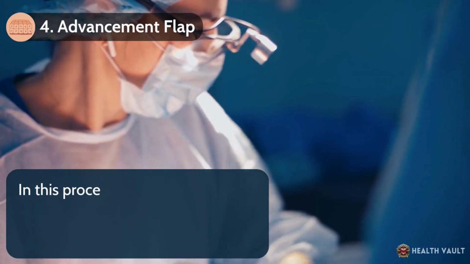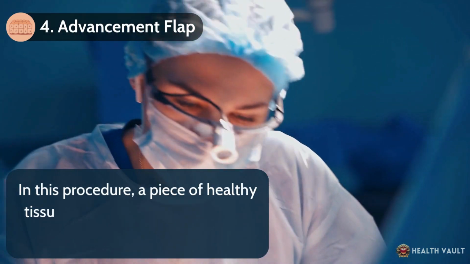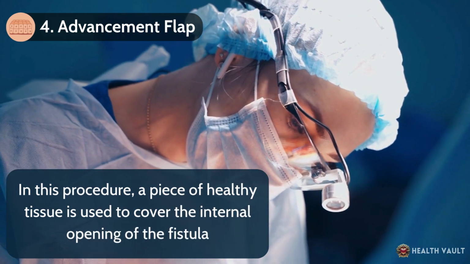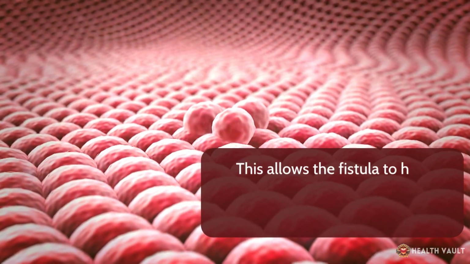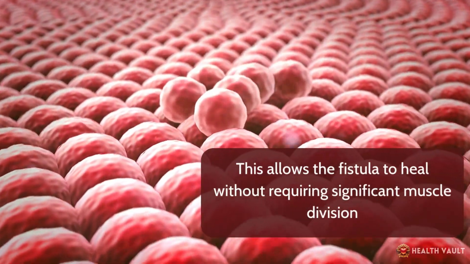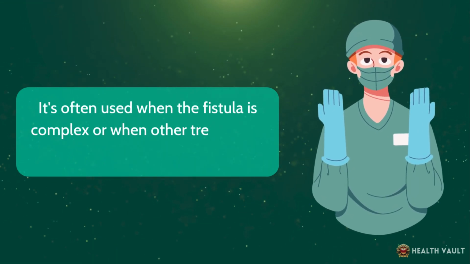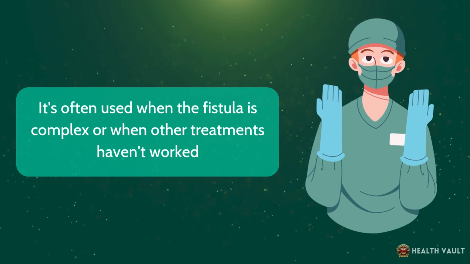Number 4. Advancement flap. In this procedure, a piece of healthy tissue is used to cover the internal opening of the fistula. This allows the fistula to heal without requiring significant muscle division. It's often used when the fistula is complex or when other treatments haven't worked.